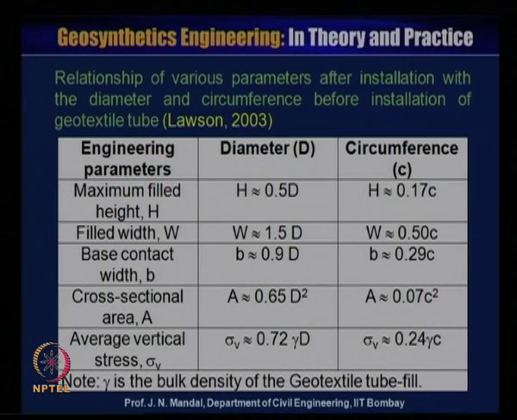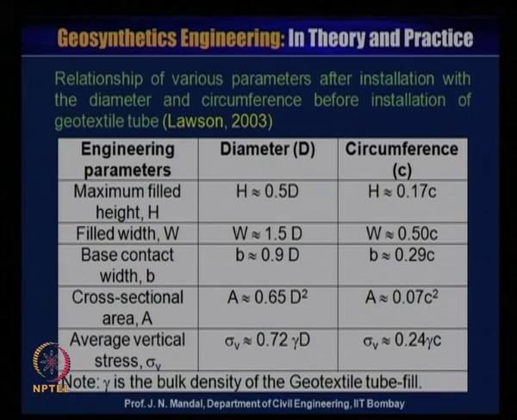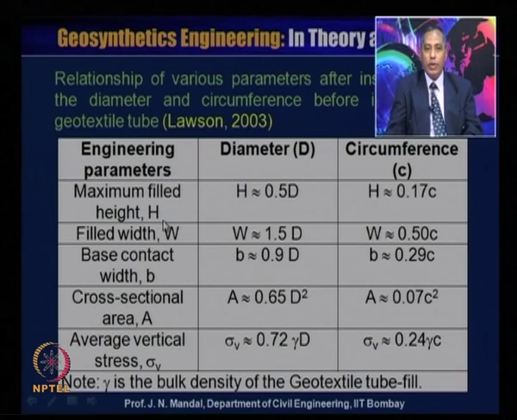Now, the relationship for various parameters after installation with the diameter and the circumference before installation of the geotextile tube is given by Lawson 2003. These are the engineering parameters: what should be the diameter D and what should be the circumference C. So, maximum fill height is H. H related to the diameter will be approximately 0.5 D. With circumference, H will be 0.17 C. So, Dr. Lawson has given a very nice chart relationship between all the parameters. Fill width W is equal to 1.5 D and W is equal to 0.5 C, where C is circumference.